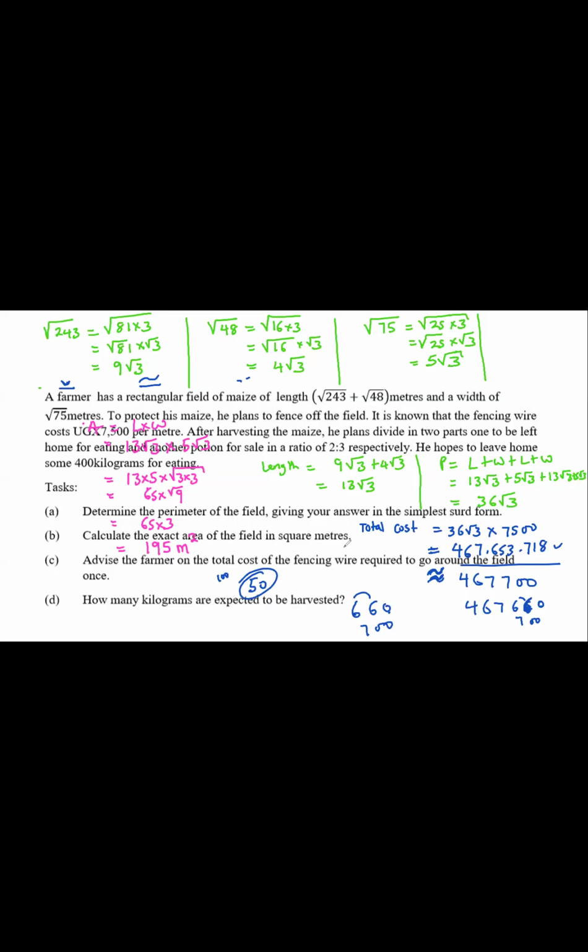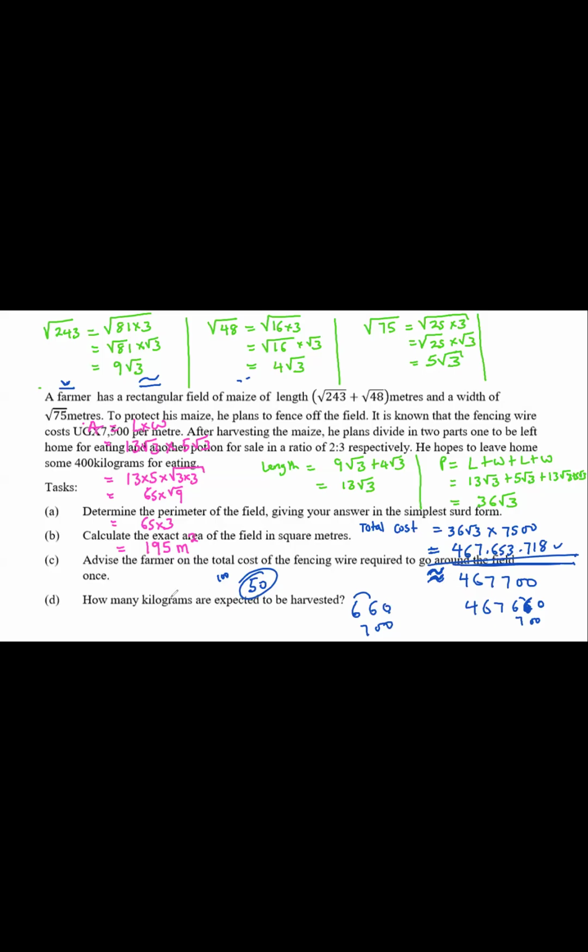So in your conclusion, you would say that the cost of fencing would be this, to the nearest 100 shillings. But like I've told you, first put the answer you have got. Don't round off from the calculator. First put your answer the way you have got it and then say approximately that.